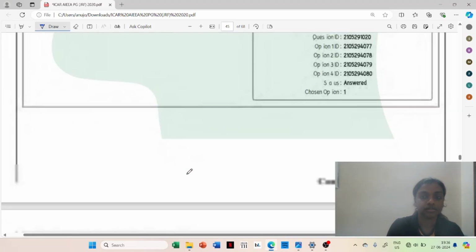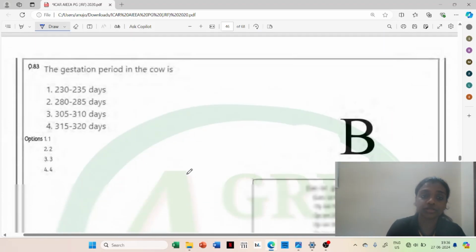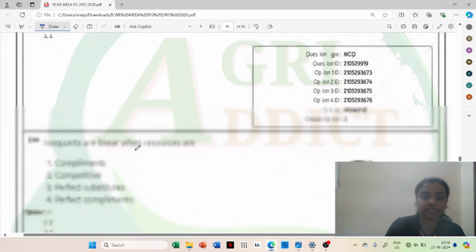Okay. Next question. The gestation period in the cow is, it's also a factual question only, 280 to 285 days. It varies for cow and buffalo. So for cow it is 280 to 285 days.